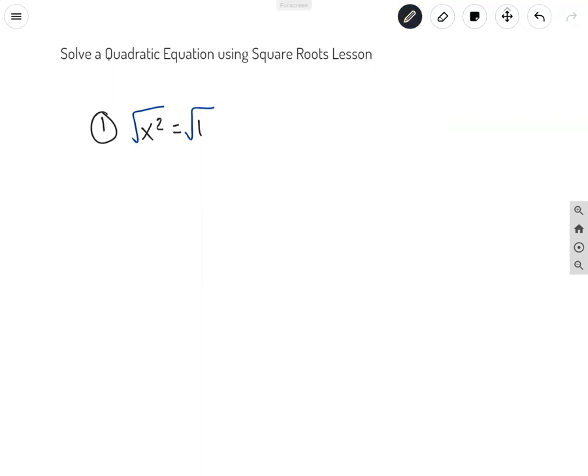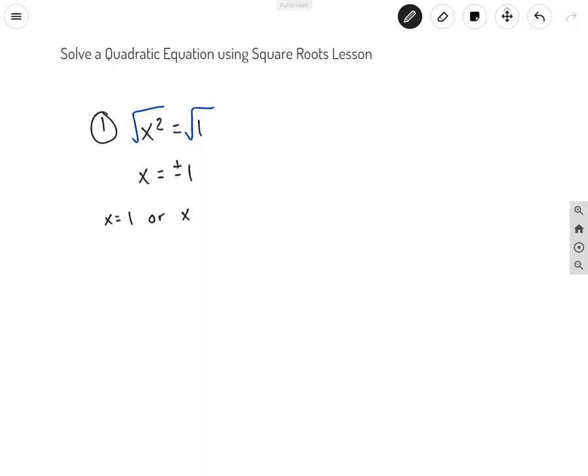What I do to one side, I have to do to the other side, so I'm taking the square root of 1. However, the square root of 1, a lot of people will say is 1. But it's not just 1, I should say. It's 1 and negative 1, technically. When you take the square root of something, you're going to have a negative or a positive answer.